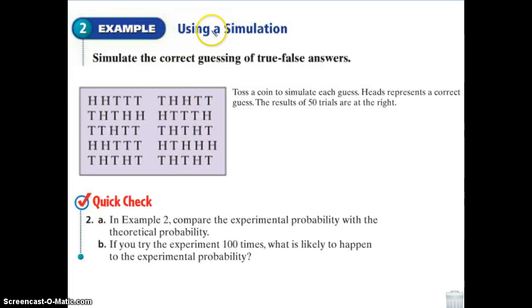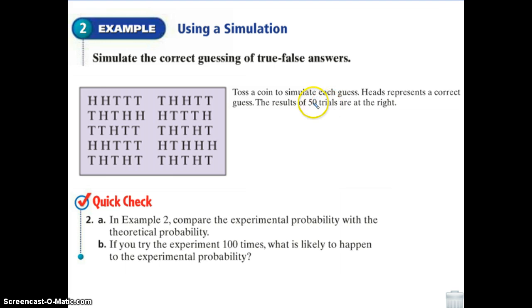This second example talks about using a simulation, which basically means if they tell you to toss a coin for a certain true or false question, let's say tails equals true and heads equals false. If you want to simulate the correct guessing of true and false answers, you'd flip a coin because you have two choices on a coin, and you have two choices on a true or false.